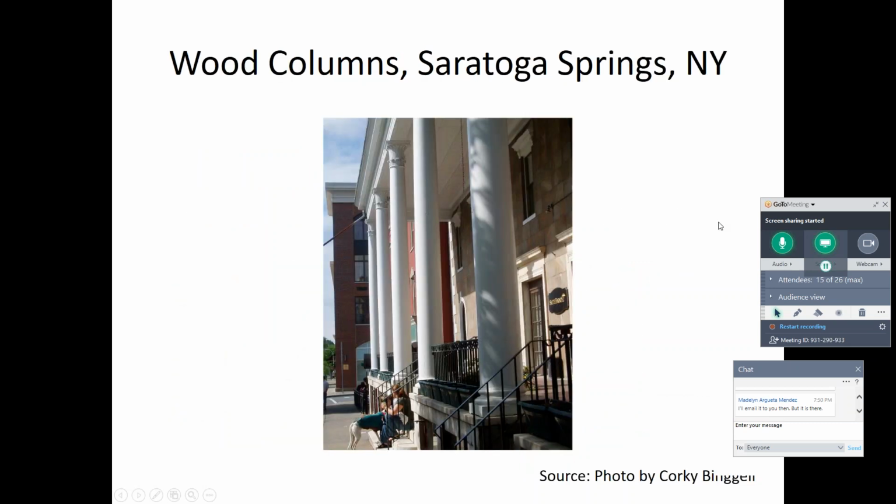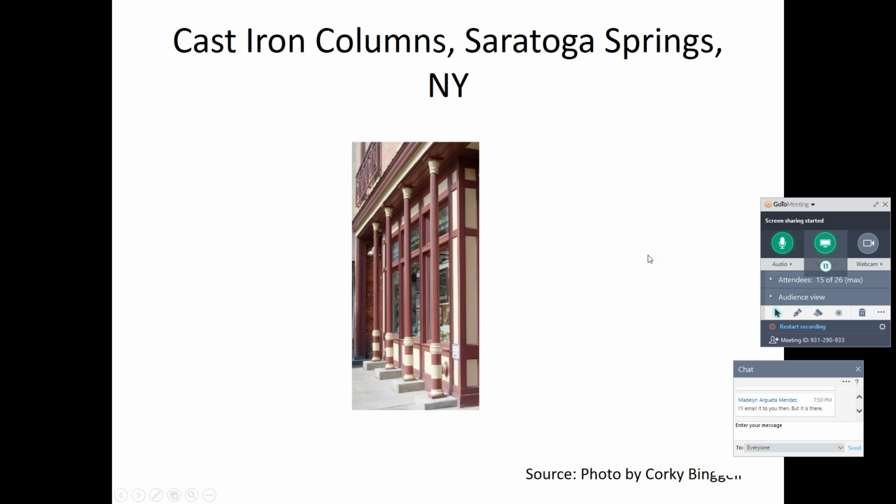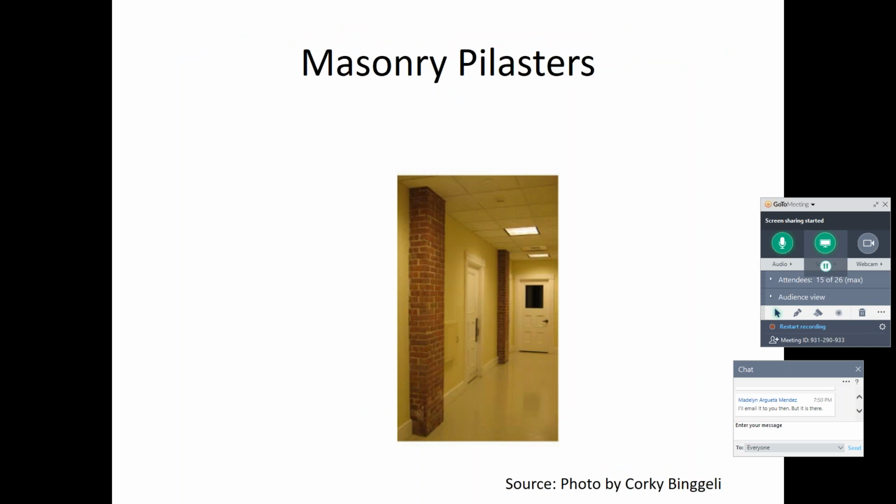Here's just some pictures showing examples of different types of columns. We have wood columns, an example from Saratoga Springs, New York. Cast iron columns from Saratoga Springs, New York. Sorry, I'm tripping over them. Masonry pilasters that are exposed on the interior of a building and are very much popular right now.